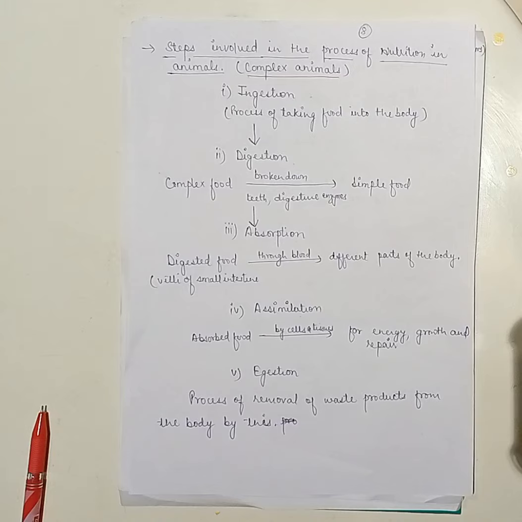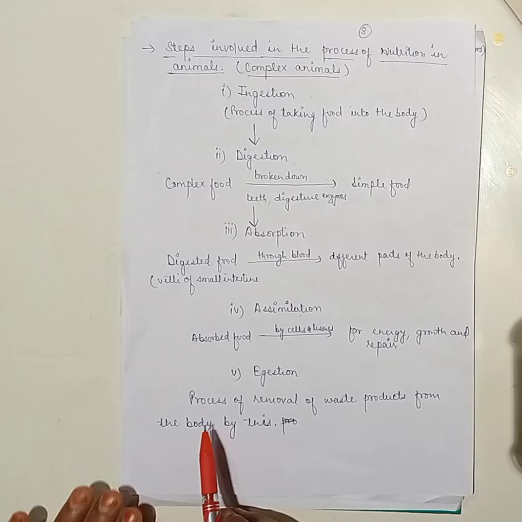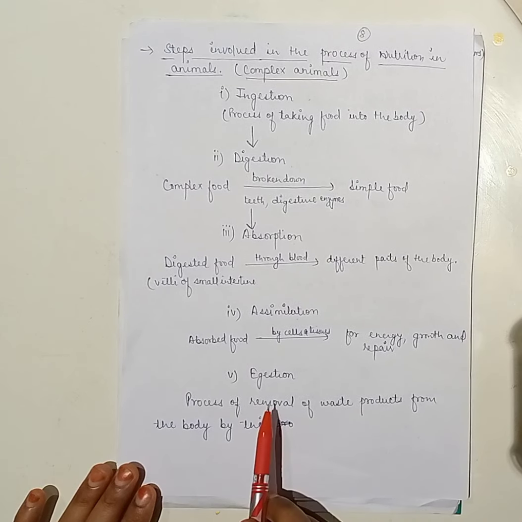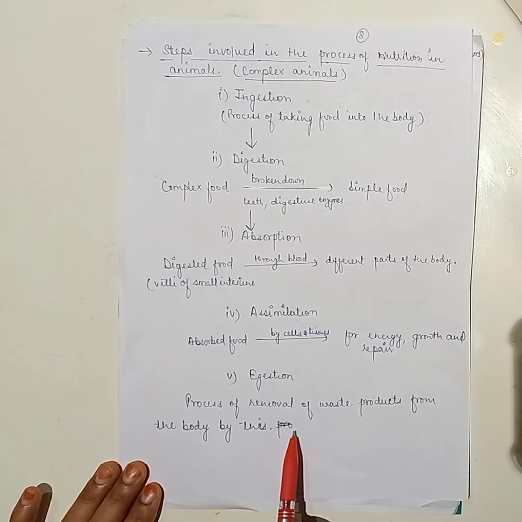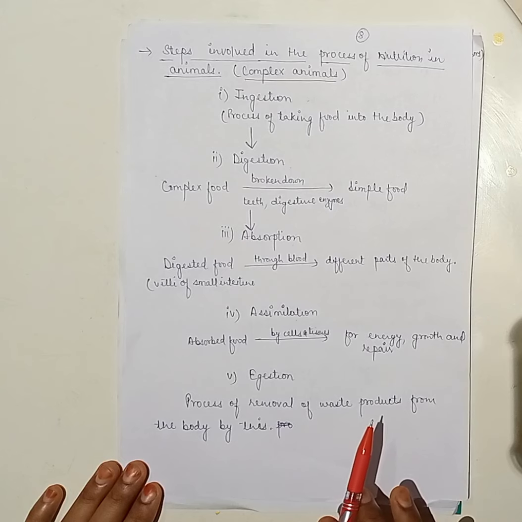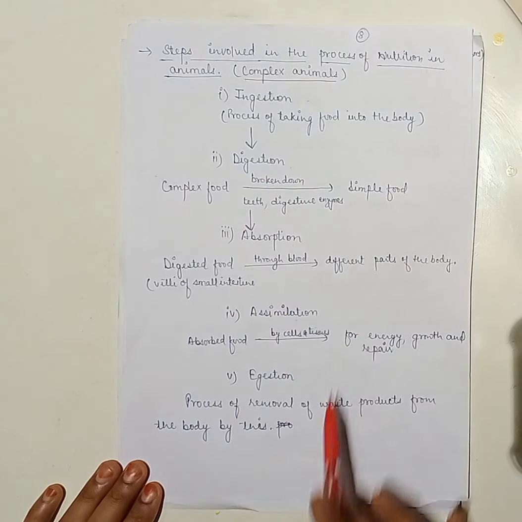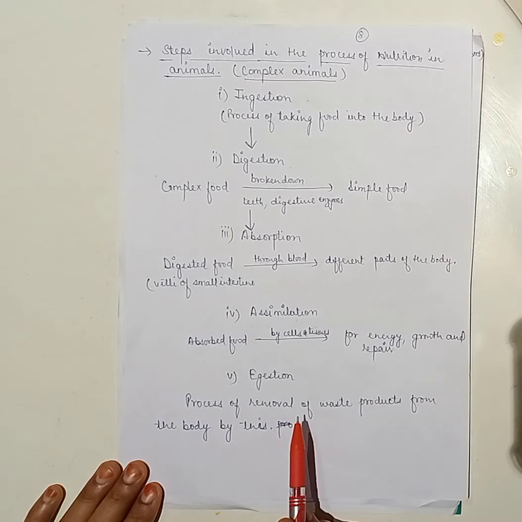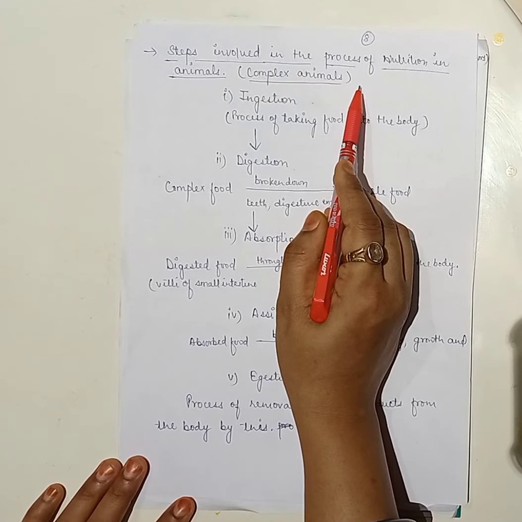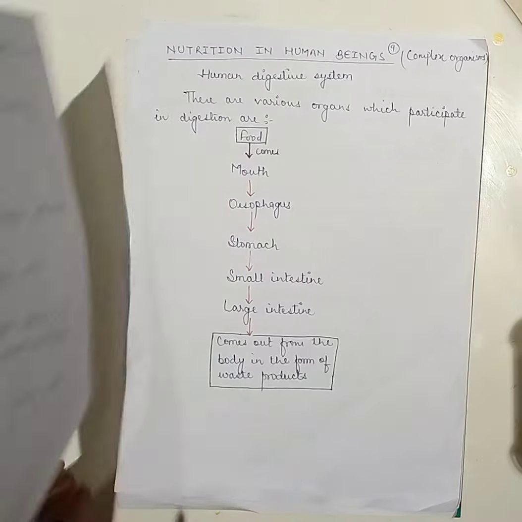Now the fifth and last step in the process of nutrition is egestion. Egestion is defined as the process of removal of waste products from the body. In case of the human being, it takes place through the rectum, which is the last part of the large intestine. Now we will study these 5 processes in detail in case of the complex animal, or we can say in case of the human being, right?